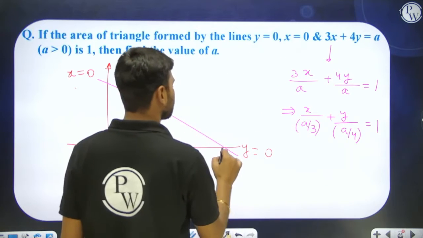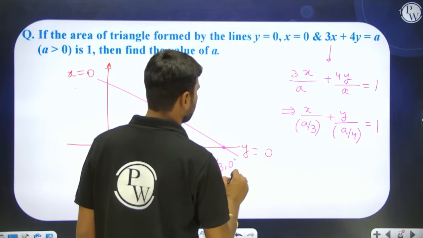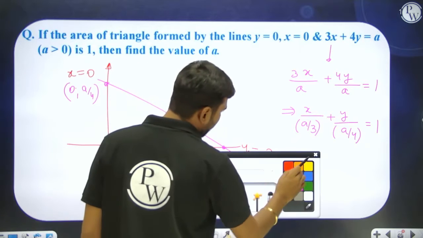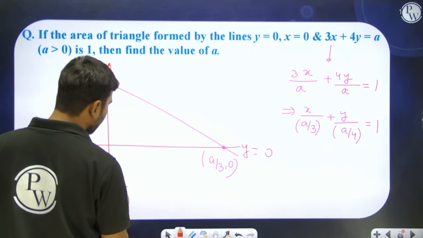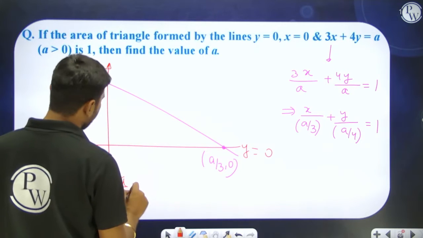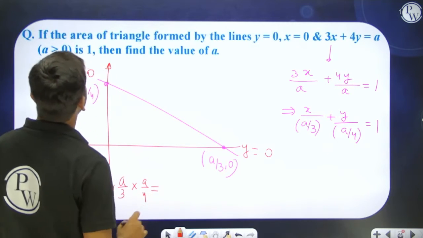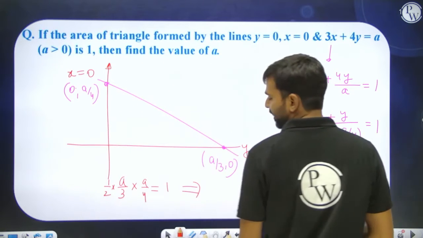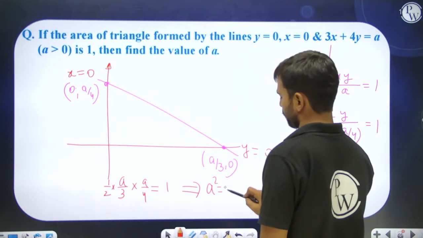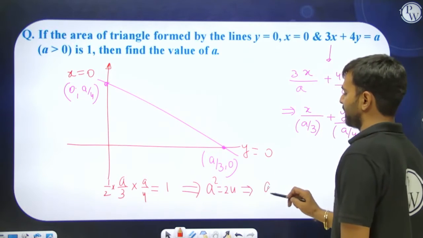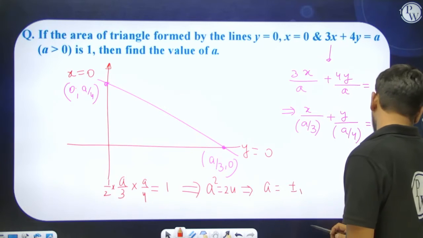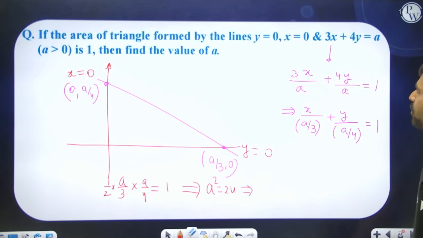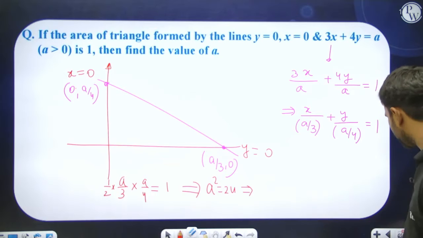So the x-intercept is a by 3. Over here this point is going to be a by 3 comma 0. Over here this point is going to be 0 comma a by 4. So I hope you can write down the area of the triangle quite comfortably. The area of the triangle is going to be half into base, the base's length is a by 3, into height, the height is a by 4. If the area of the triangle formed is 1, then a square is equal to 24. So if a square is equal to 24, then a's value is going to be plus minus how much? We have got a's value. I think we are clear with this, right? We can get the value of a from here.